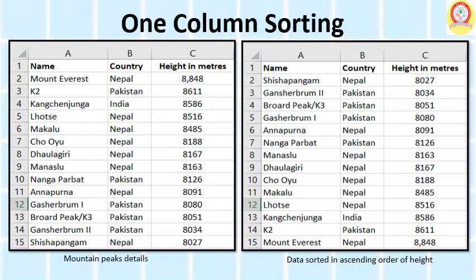Using the command in the Sort and Filter group under the Data tab, you can do one of the following. Sort in ascending order by clicking Sort Smallest to Largest, and the next you can do is sort in descending order by clicking Sort Largest to Smallest. Click and the data will be sorted in ascending order of heights.